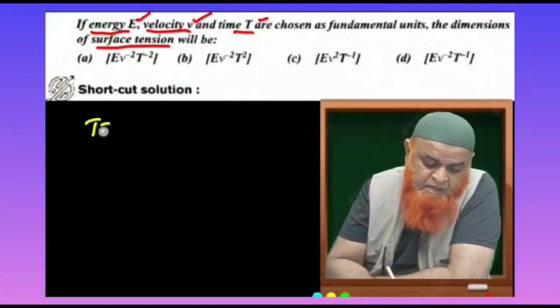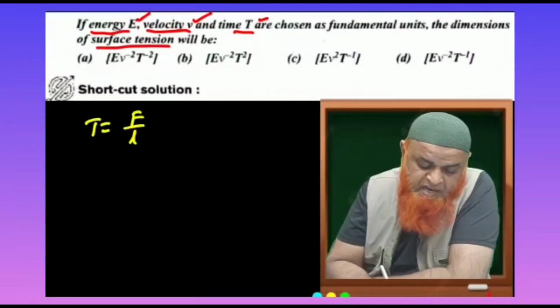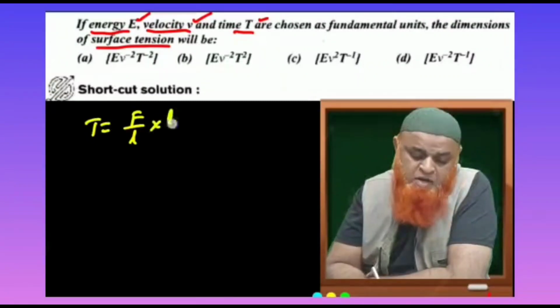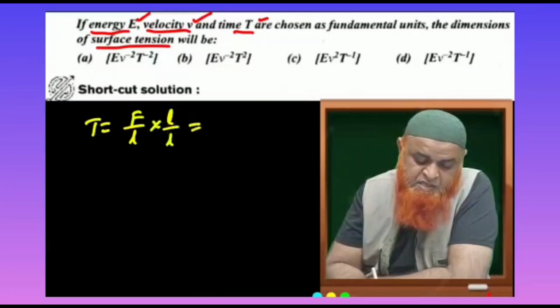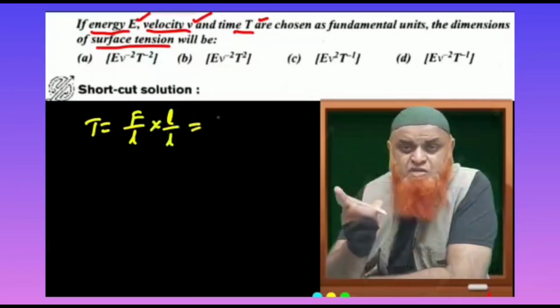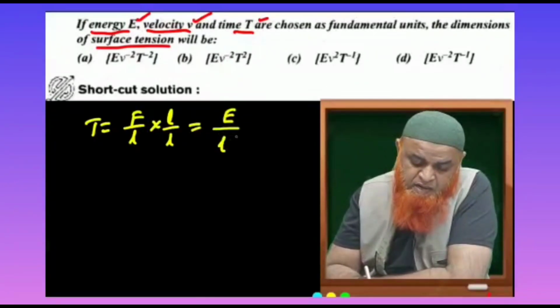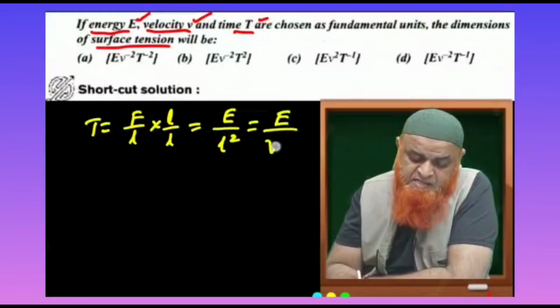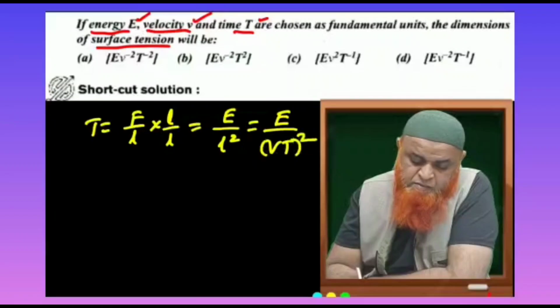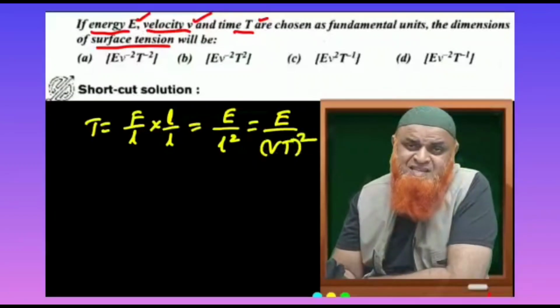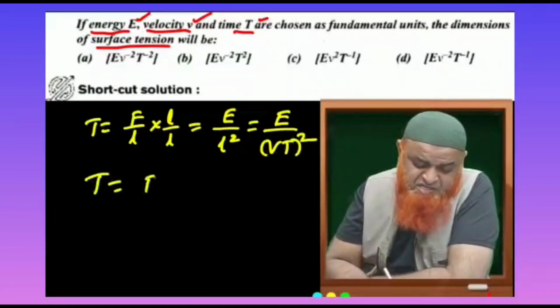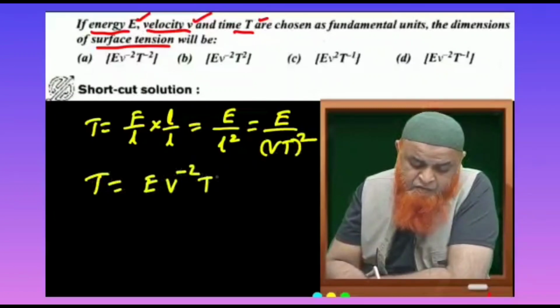Now let us see. You can write tension is equal to force by length. Multiply numerator and denominator with length. So force into length is force into displacement, can be taken as energy. So you'll write energy now. And in the denominator you'll write length whole square. You know length is nothing but displacement. You can write this as velocity into time whole square. That's it. Your work is done. Over. So tension is having a dimensional formula E V power minus 2 T power minus 2.